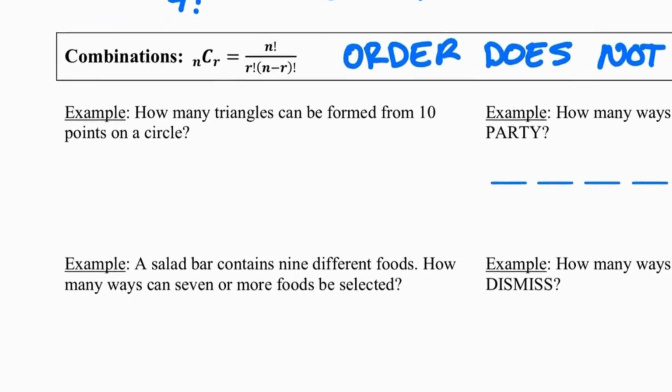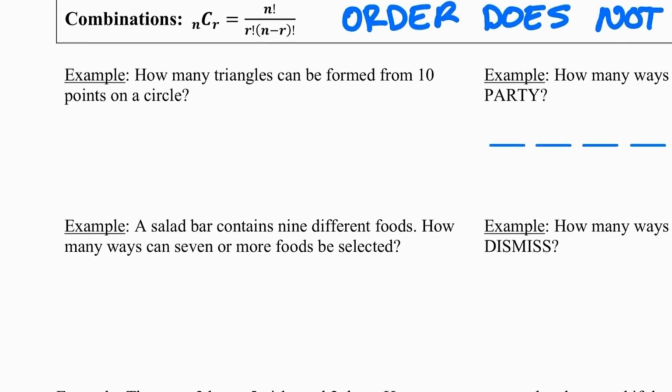For example, how many triangles can be formed from 10 points? Well, if I had 3 points, that creates a triangle. If I connect this point to this point, and then this point to that point, and then this point to that point, that's a triangle. But what if I go from this point to that point, and then this point to that point, and then this point back to that point? Well, it's the same triangle. So order doesn't matter on how I connect these 3 points. So this would be a combination where I'm choosing from 10 points, and I only want 3 of them. Put that in the calculator, and you end up getting 120.